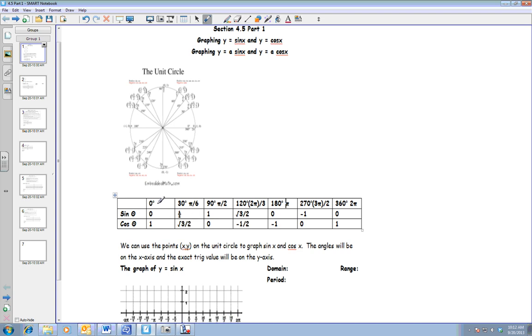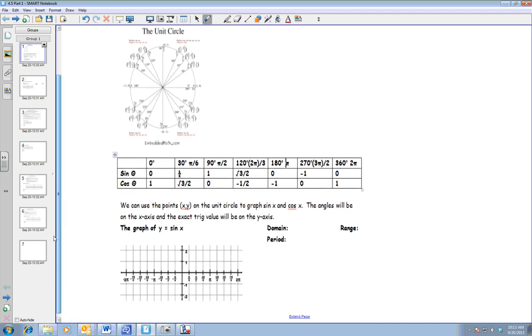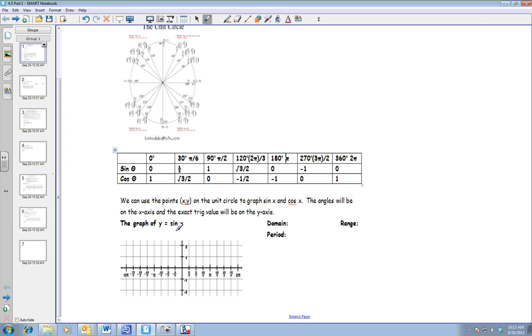So we know that the sine of 0 is 0 because that's my y value. The cosine of 0 is 1. Sine of 30 degrees is 1/2, and the cosine of 30 is square root of 3 over 2. And then next to them, I wrote down what each angle would be in radians. So what we're going to do to graph, if we look at y equals sine x first, is use the points on our unit circle to graph sine and cosine x. The angles will be on the x-axis, and our exact trig value will be our y-axis.